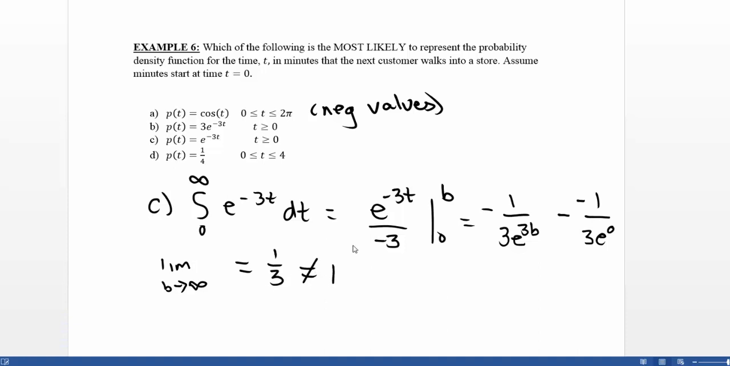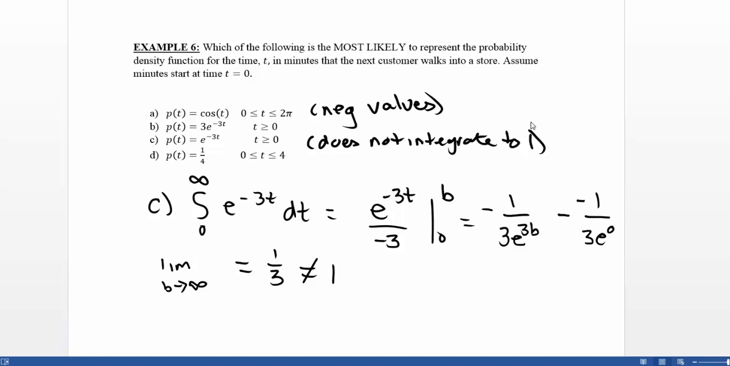1/3 does not equal 1. Therefore, C is not an option. It does not integrate to 1. I'll leave it up to you to check that both B and D integrate to 1 over the bounds given.